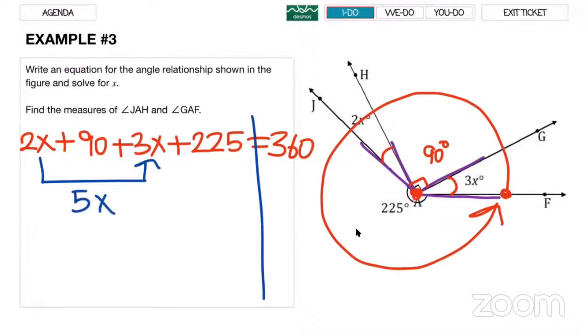And let me use a different color for the numbers. So you have the numbers 90 and 225. You need to add them together, and that would become 315. Okay, and everything is equal to 360.